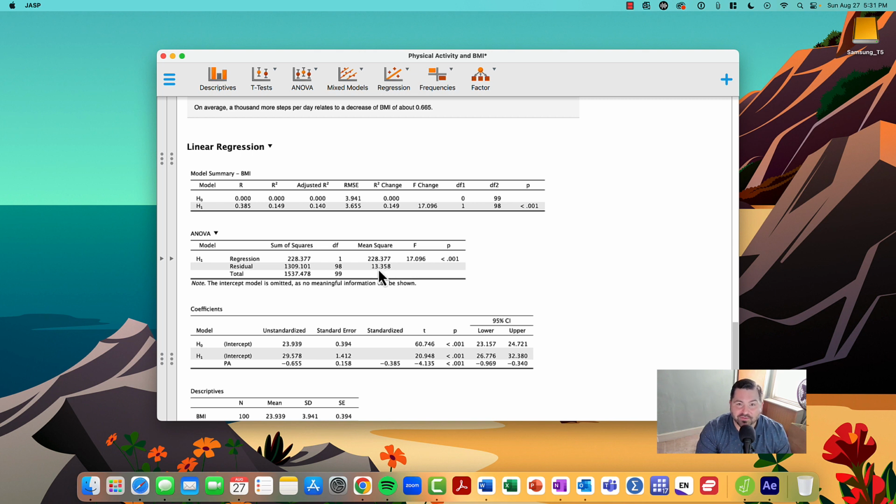If you took explained over unexplained by taking the 228.377 for the between and divided it by the 13.358 for the unexplained or the within, you would get an F statistic of 17.096, which is the F observed value. You would then take that F observed value and compare it to the F critical value that we determined in previous videos.